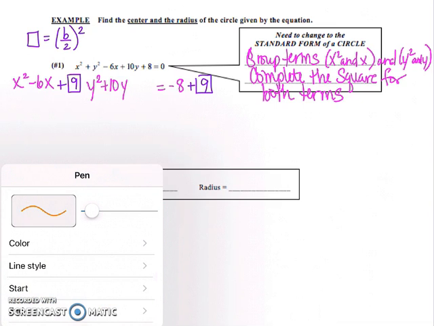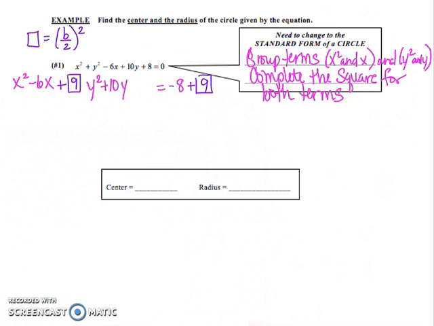Now I have to repeat the same process again with my y values. So I'm going to add a box for my y values on the left side, and I'm going to add that same box on the right side. And again, to fill in the box, I have to take my b value, divide it by 2, and square it, which in this case is 10 divided by 2 and squared. So that's going to be 10 divided by 2 is 5. 5 squared is 25. So 25 is going to go in the box.